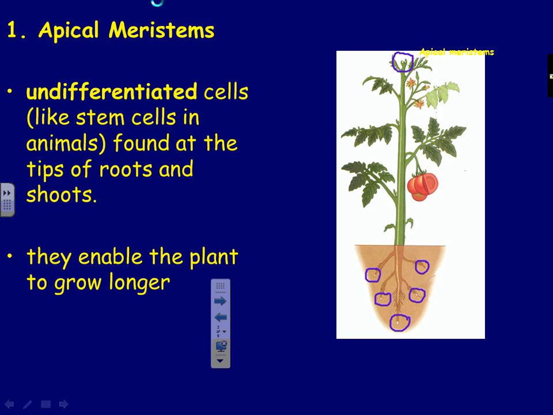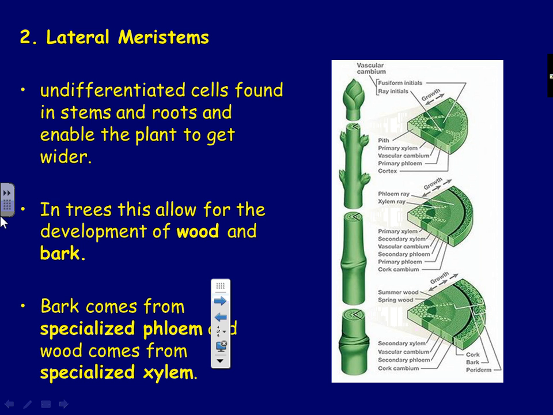So that's for the apical meristems. Oops, I jumped ahead too much because my computer's running slow, backing up. Something called lateral meristems. All right, this is the second type. And lateral means sideways. In football, if you make a lateral pass, you pass it sideways or backwards. Again, they're undifferentiated cells, again found in stems and roots, and they enable the plant to grow wider. In trees, this allows for the development of wood.